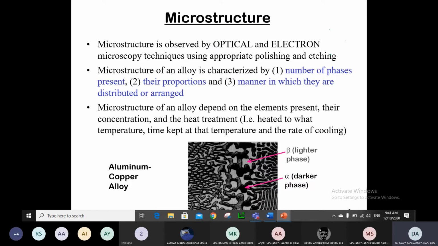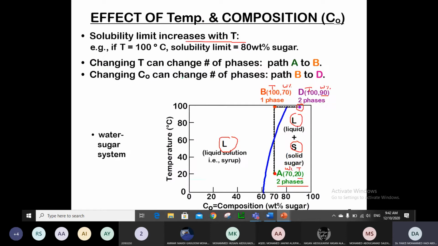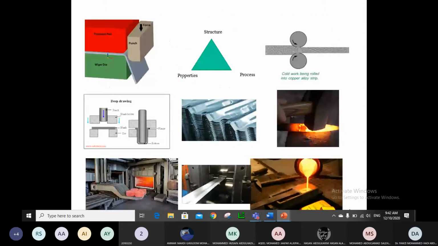Okay, so again, we talked about here. We said that the structure of the material, if we can predict the structure of the material, then we can predict the properties of the material also. So if we can use the phase diagram and the heat treatment route or the heat treatment history to predict what the structure is, then we can predict also the properties of the material. So this is what we say.